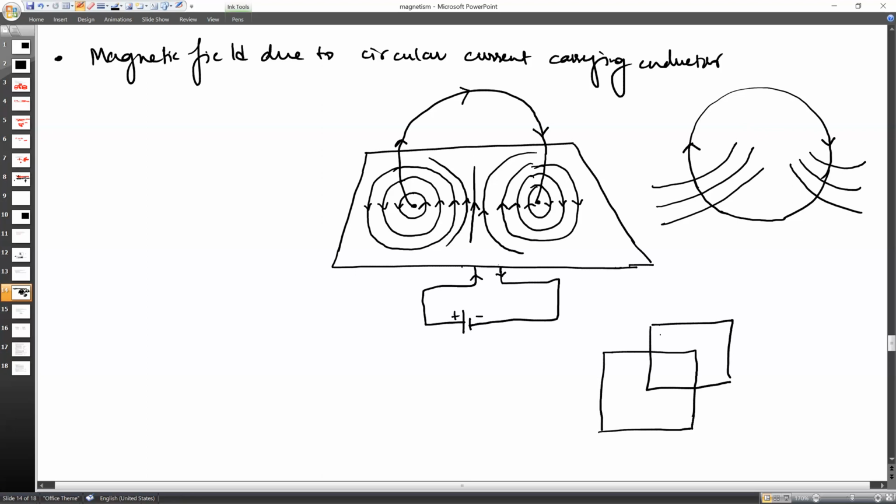Okay. So if I ask you here, you can imagine that this coil is in the plane like this. Okay, in the plane like this, or we can say here it could be like this.